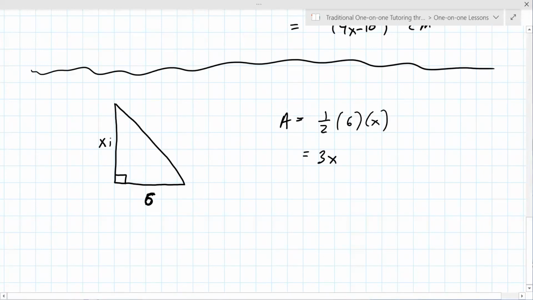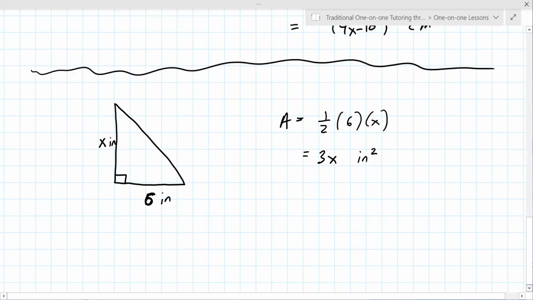Now let me throw some units in here. Let's say it's x inches and 6 inches. Okay, so what is inches times inches? Inches times inches, 3x inches squared. That is inches squared. Inches times inches is inches squared.